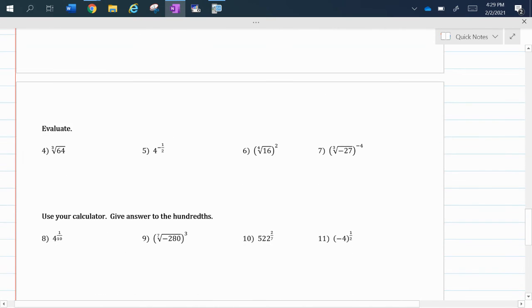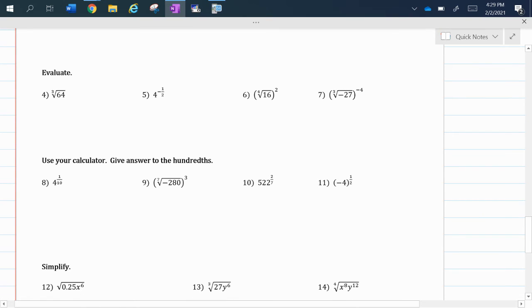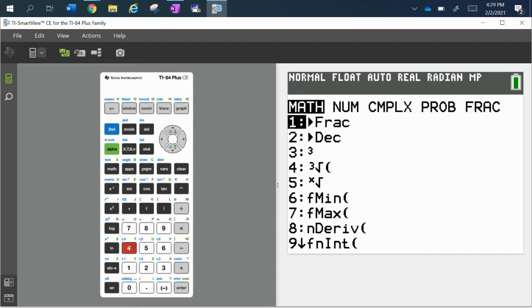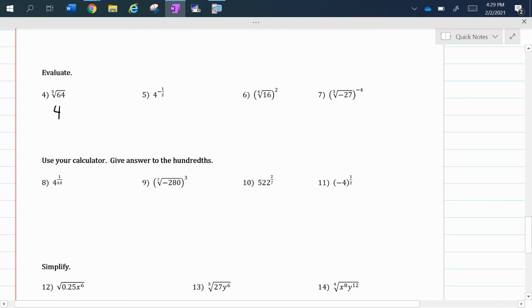Okay, so we're going to go down now to this cube root of 64. If we want to check on our calculator, I'm going to go to Math 4. I'm going to check for the cube root of 64, and I know that there's one real root here, and it is 4. So the cube root of 64 is 4.